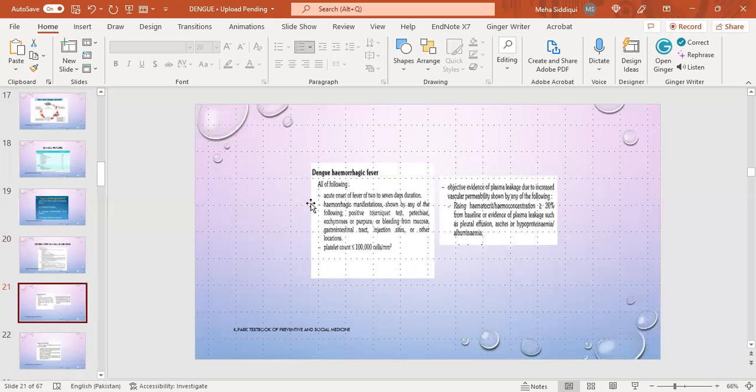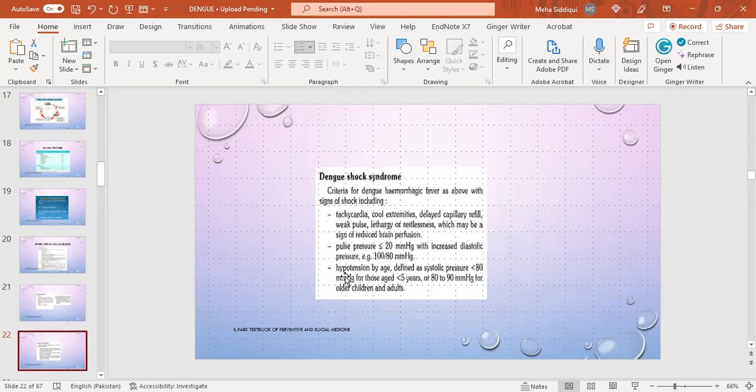Dengue hemorrhagic fever: all of the following. It is characterized by acute onset of fever of 2 to 7 days duration. Hemorrhagic manifestations shown by any of the following: positive tourniquet test, ecchymosis, purpura, bleeding from mucosa, GIT, injection sites, or other locations. Platelet count is less than 100,000 cells per cubic millimeter. Objective evidence of plasma leakage due to increased vascular permeability is shown by rising hematocrit or hemoconcentration greater than 20% from baseline, or evidence of plasma leakage such as pleural effusion, ascites, or hypovolemia. So this is the characterization of dengue hemorrhagic fever.